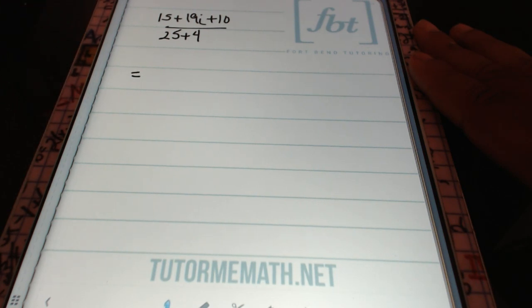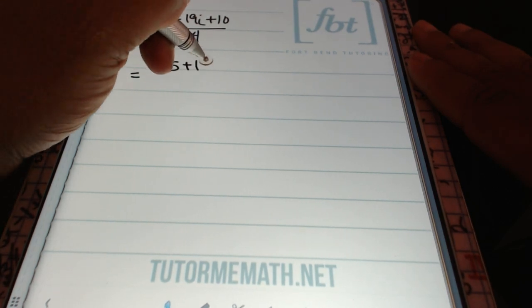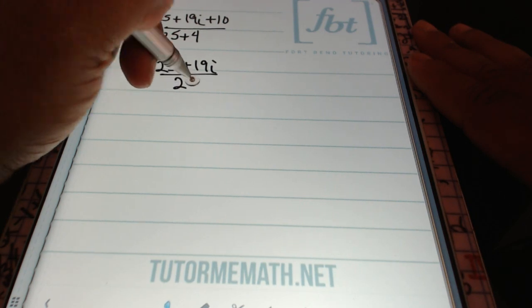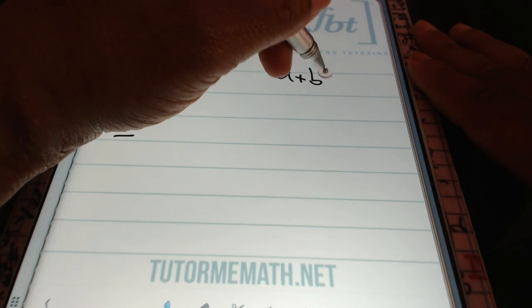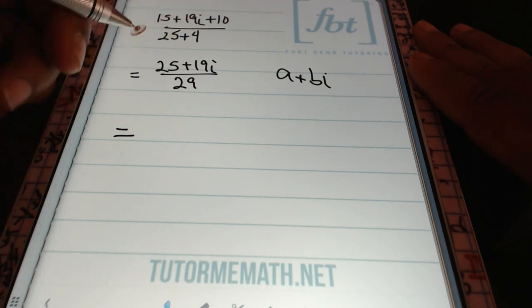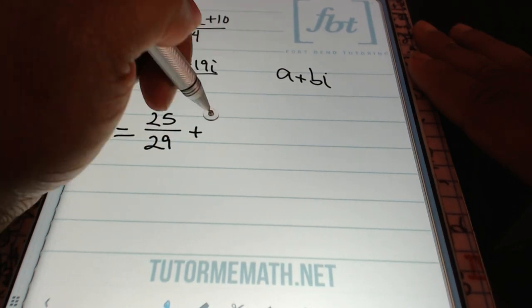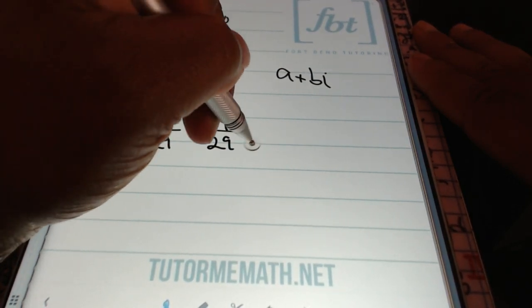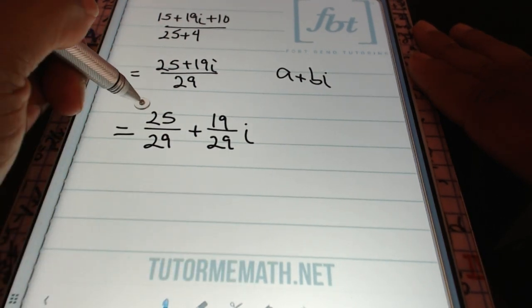We are going to now add the 15 and the 10 together. And that gives us 25 plus 19i over 29. However, we are responsible for writing our answer in a plus bi format, the standard form, which means that you need to separate the real number from the imaginary number. So separating our results here, you'll have 25/29 plus 19/29 i. And this is the answer. That's it. I'm putting a red box around this.